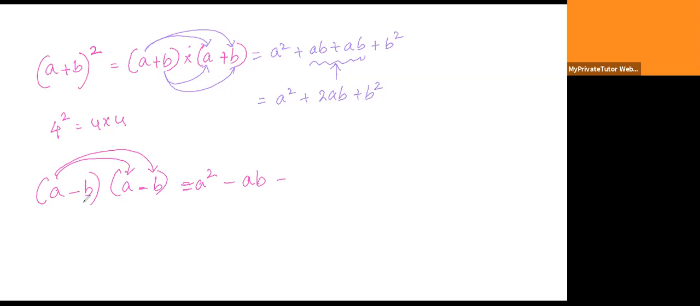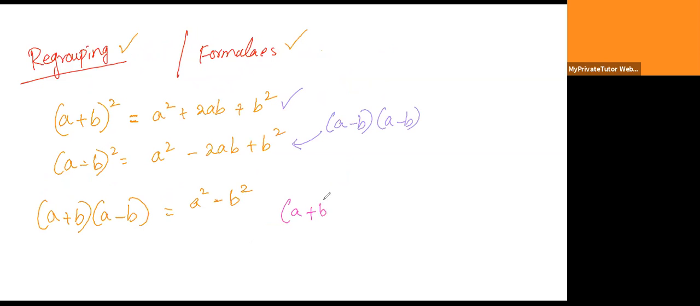Minus ab. Okay. What is minus b times minus b times a? Minus ab. And last, what is minus b times minus b? Both are negative signs. If you are multiplying, we will get plus. So that's why we got a square minus 2ab plus b square. Do you understand, Sultan, now? Okay. So this is how we got the minus there.